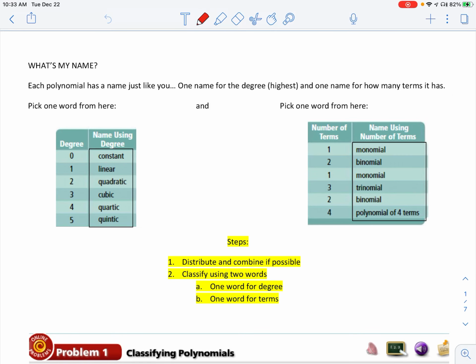So as we move on, the question is, what's my name? Each polynomial has a name just like you do, like two names. It has one name for its degree, the highest degree, and it has one name for how many terms it has. So you're going to pick one word from here depending on what the degree is, and one word from the other chart depending on how many terms it has.